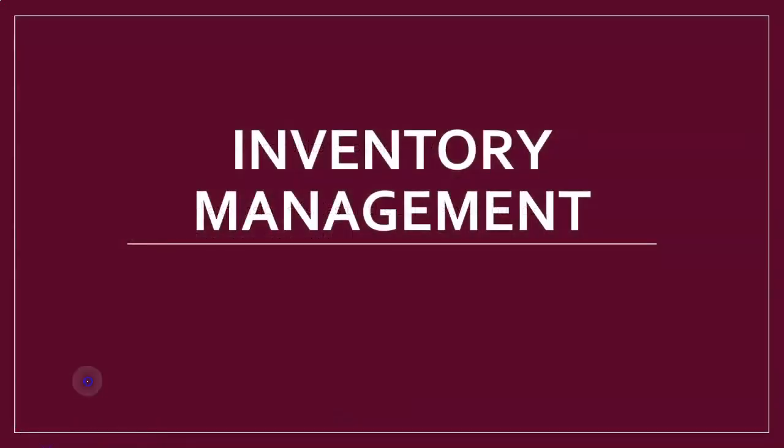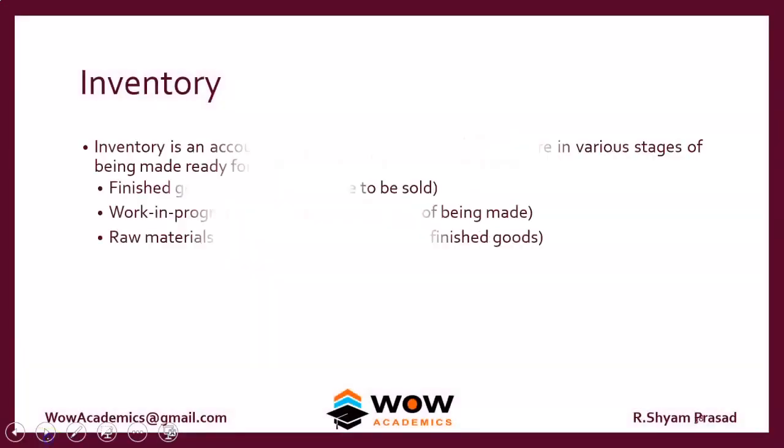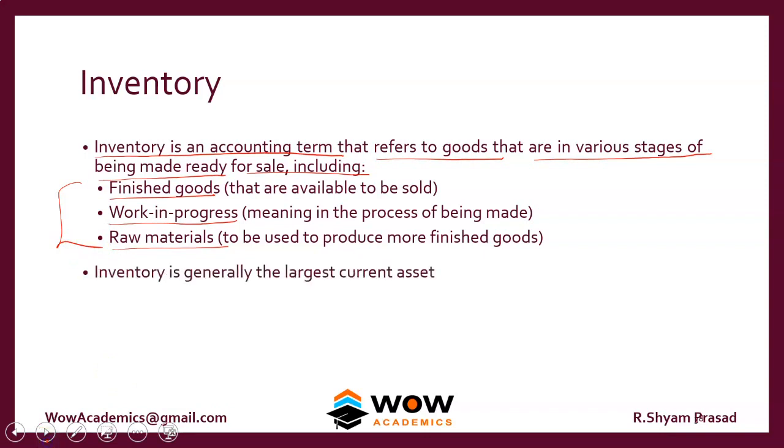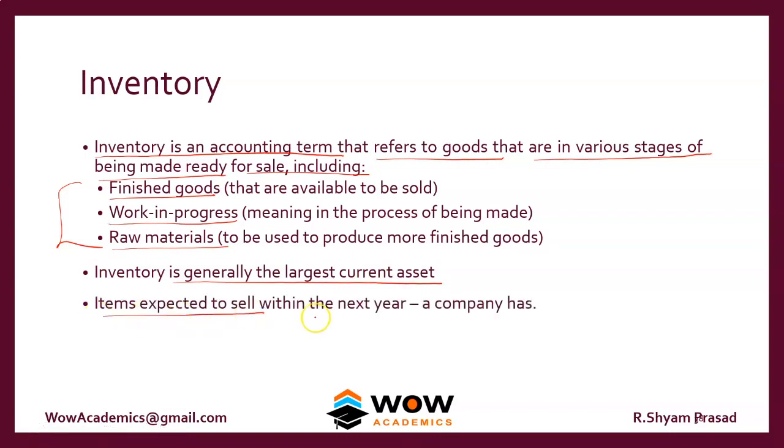It's called inventory management. Inventory is an accounting term that refers to goods that are in various stages of being made ready for sale. Inventory can be finished goods, work in progress, and raw materials. All of these are commonly referred to as inventory. Inventory is generally the largest current asset in a company. Items a company expects to sell within the next year can be classified as inventory.